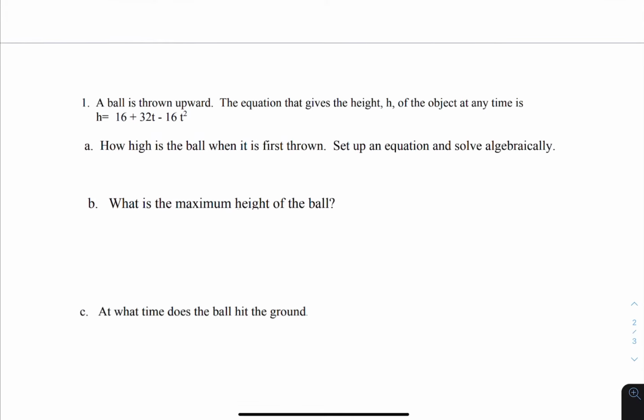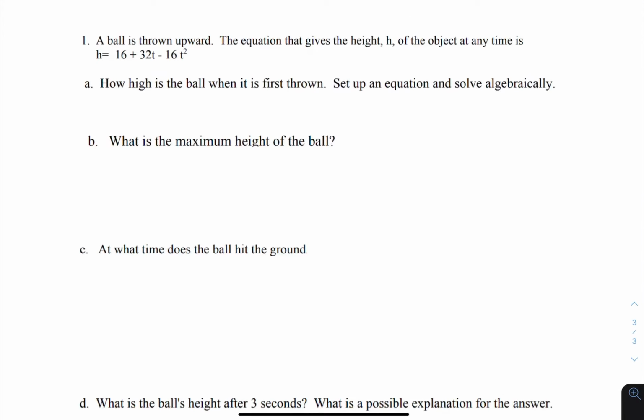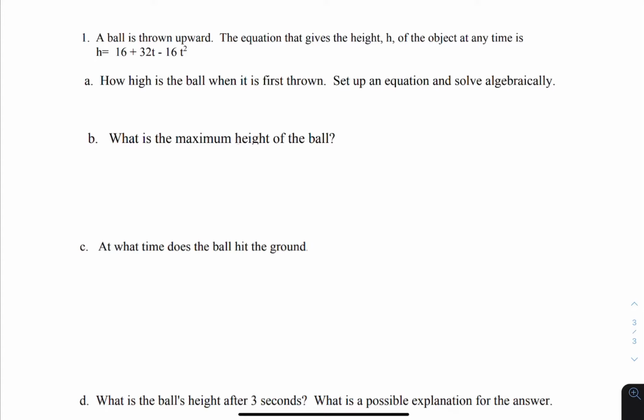Next, we have a little application problem. A ball is thrown upward. The equation gives the height h of an object at any time t. I think they're supposed to say any time t. So t is time, h is height, which is a key thing here. So that's our equation.